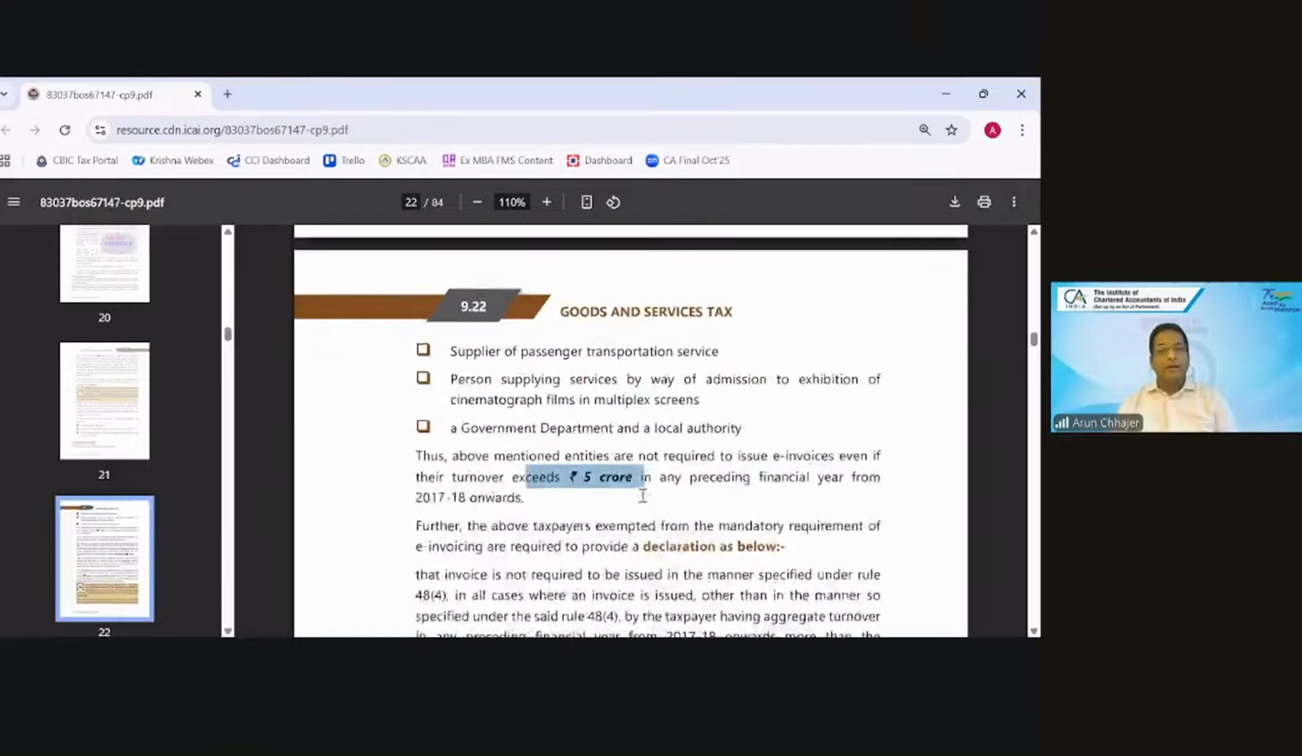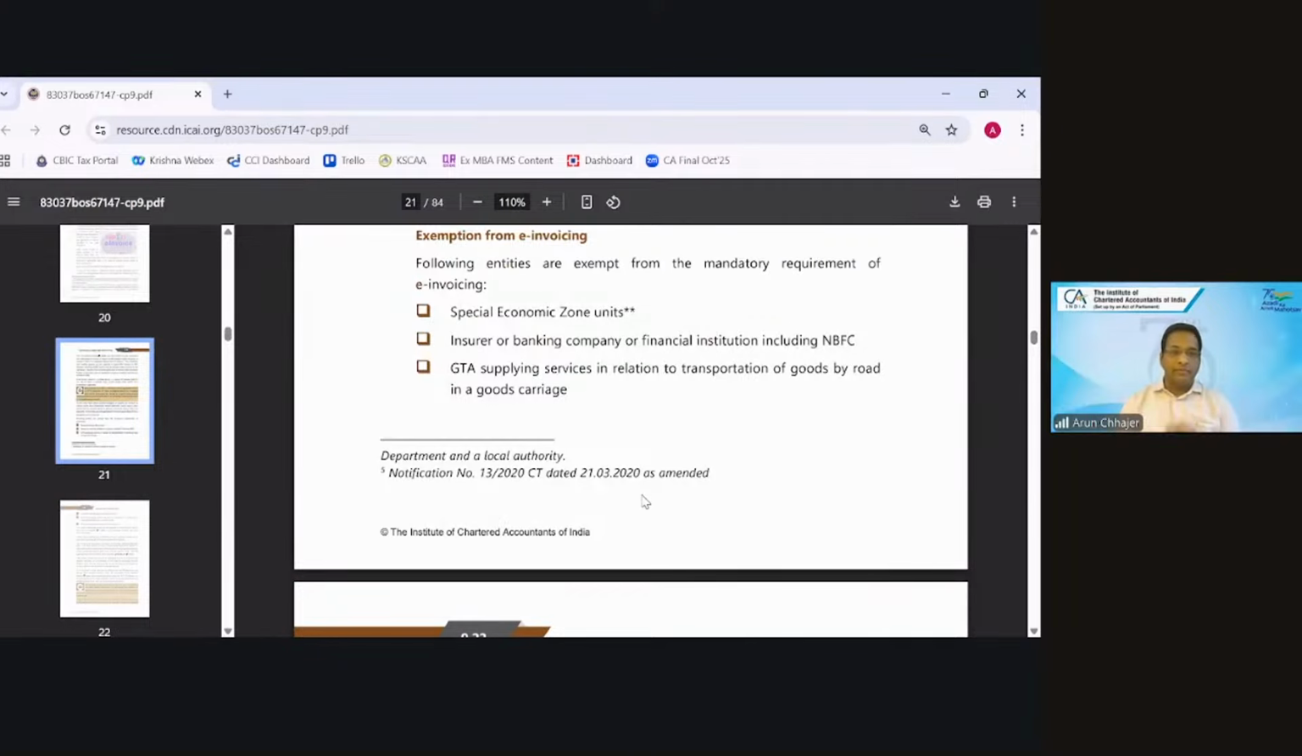Correct. Now tell me one thing. I am a registered person under regular category. My turnover is more than 5 crore. If I make the supply to the SEZ developer, I am very much clear that I am required to issue the e-invoicing. Now tell me, I am making the sale to the SEZ unit. Now, will I prepare e-invoicing or not required?